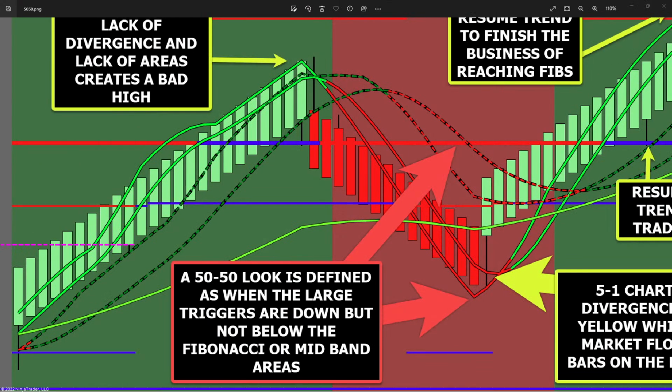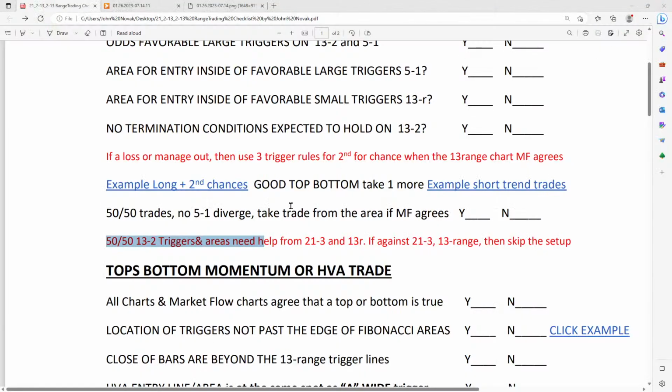And again, when you guys are building your plan, I just wanted to show you mine. If it's a 50-50, but the 21-3 chart and my 13 range chart say take it, then I'm going to take it and hope for the best. If my 21-3 and 13 range chart say no way, then don't do a 50-50 trade. Does that make sense? So I'm adding in one more layer of complexity.